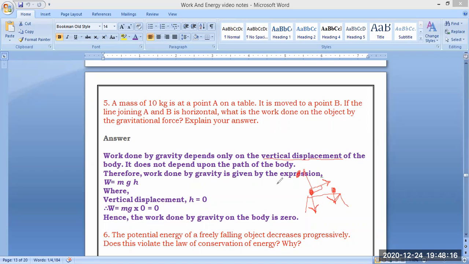Therefore, work done by gravity is given by the expression W = m g h, mass, gravitational acceleration towards earth, and height. Here we don't know the height of the object, so we say height is zero, because the initial point and final point of the object are on the same horizontal level. Whenever the work is towards the ground, the vertical displacement should be calculated. So here h is 0, and when we calculate we get the answer as 0, that is, zero work done by the object.